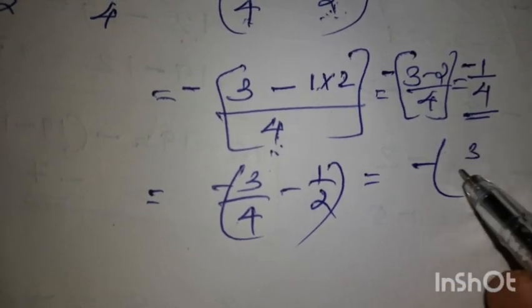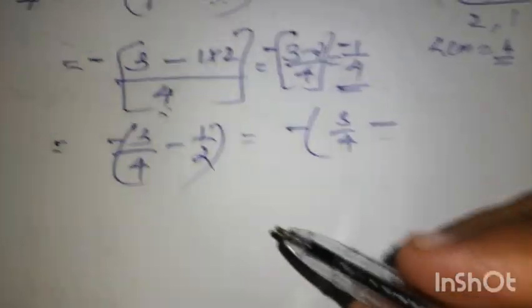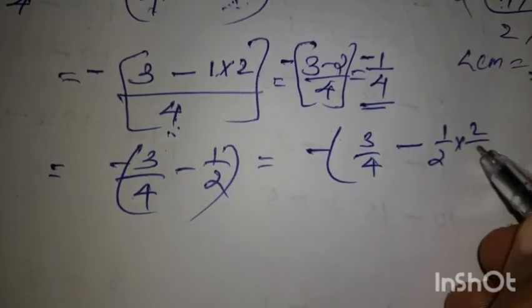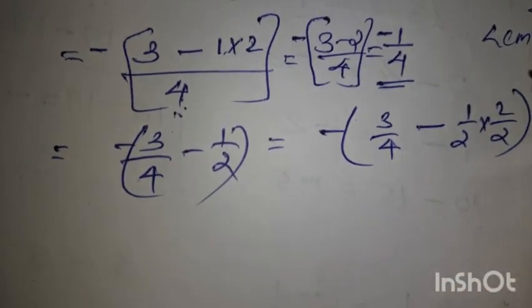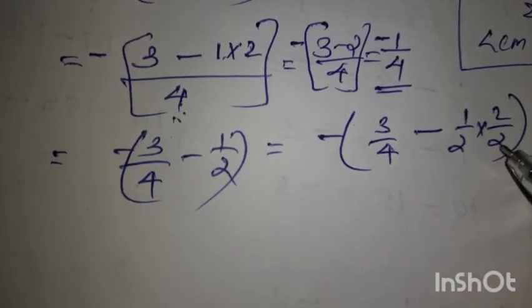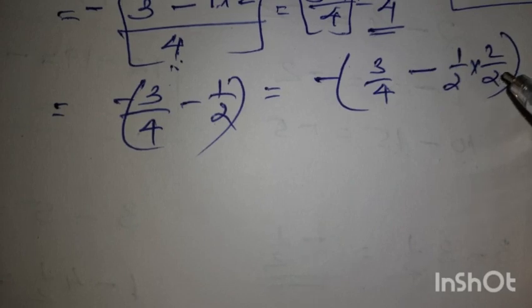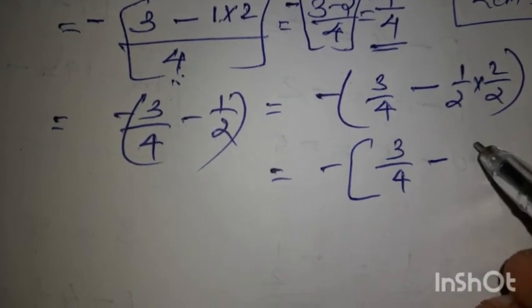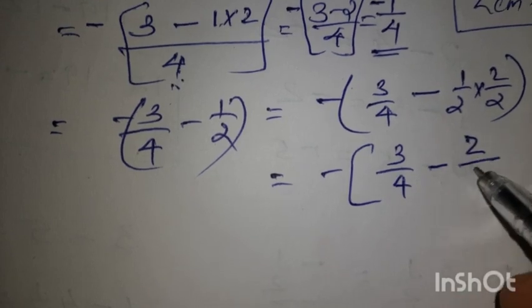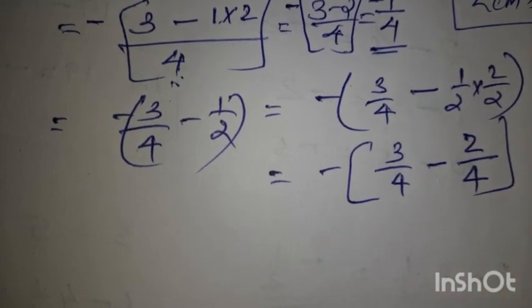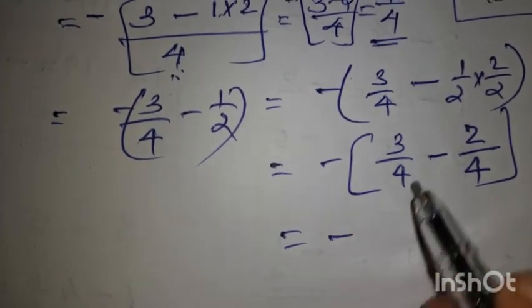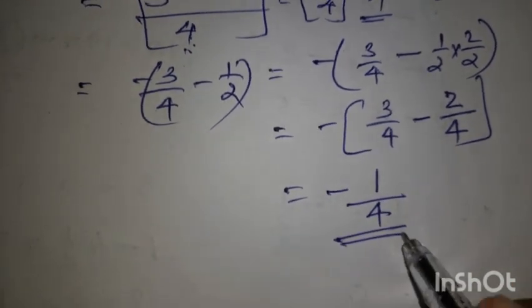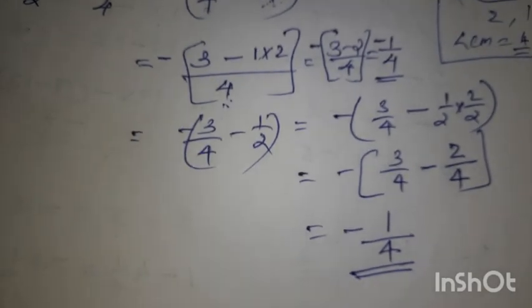Minus of 3 by 4 minus, either you can write like this or 1 by 2 into 2 by 2. The same number, if you divide it and if you multiply it, the value will not be changing. Okay. So it is minus of 3 by 4 minus 1 into 2, 2 by 2 into 2, 4. So minus of 3 minus 2, it is 1 by the common 4. So like that also you can write down.